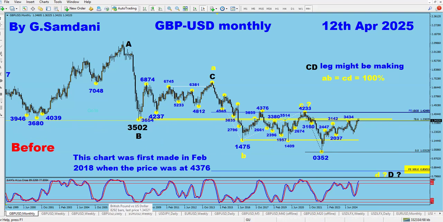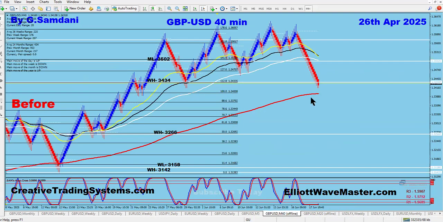Right now on the 40-minute chart it is making a nice long, probably 61% here. Maybe just above the 32, or maybe we'll go back and test the backside of the 32 and then drop. All right, so that's one thing.